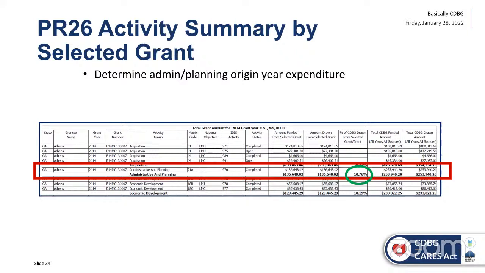So we do have two caps for planning and admin. One is the obligation cap, and you can use the regular PR26 financial summary report to calculate that cap. That is 20% of the grant plus current year program income. The other cap is called the origin year expenditure cap that applies to 2015 and later grants. So no more than 20% of grant funds can be used for planning and admin activities during the lifetime of the grant.